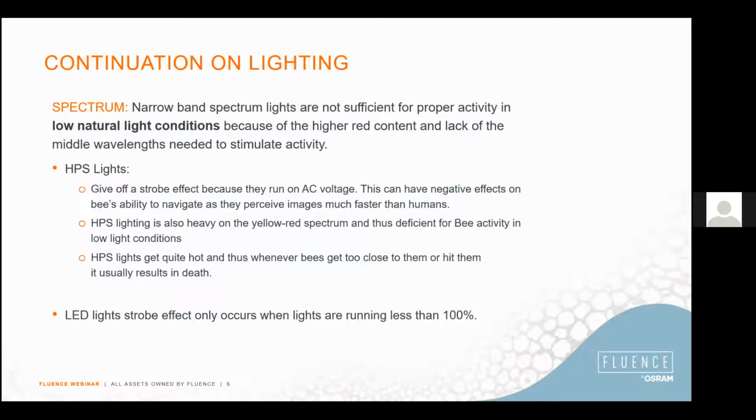LED lights also can have a strobe effect, so I don't want to blow past that. But that's only if they're being run at less than 100%. So say if you have LED lights currently and you have them dimmed down quite a bit, they can also have a strobe effect. So just keep that in mind.